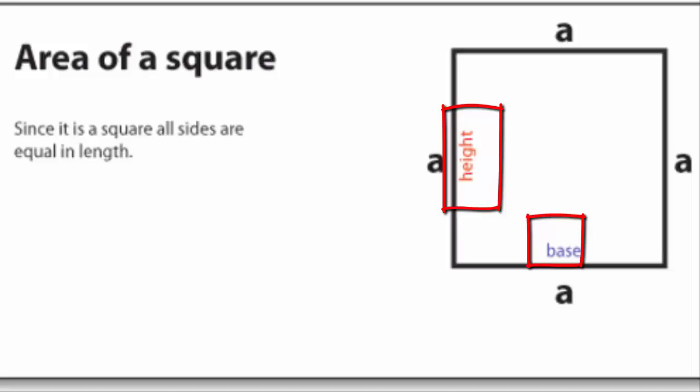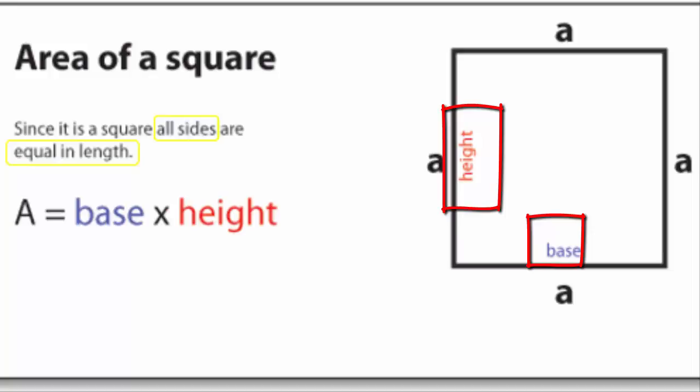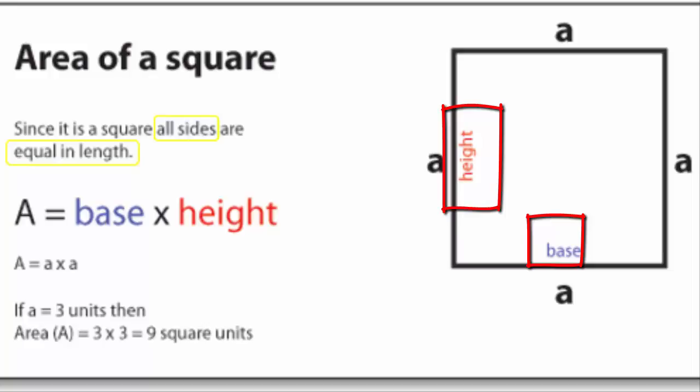The area of a square: since it is a square, all sides are equal in length. The formula for the area of a square is A equals base times height. A equals A times A. If A equals 3 units, then A equals 3 times 3 equals 9 square units.